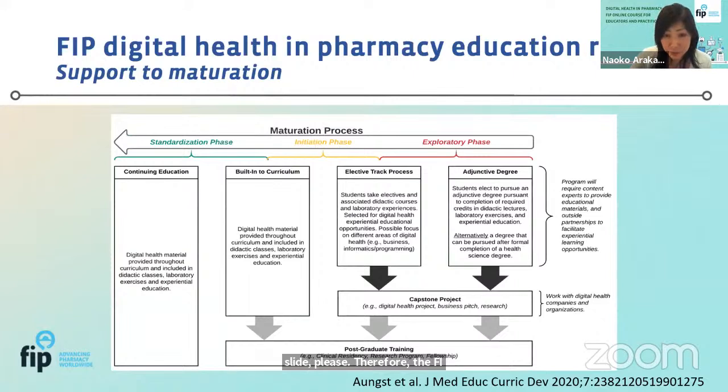Therefore, the FIP Academic Pharmacy section collaborated with wider FIP constituencies under the One FIP strategy. We developed an FIP online course to support members to not only integrate digital health topics in pharmacy education, but also support the development along with the maturation process, which is provided by Dr. Ang and his colleagues in this journal. And also case studies and reports are identified in the digital health and pharmacy education report, so that we can provide varying benefits based on the different needs of the members.